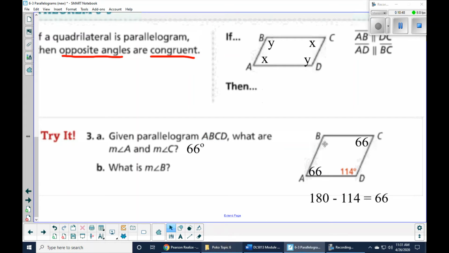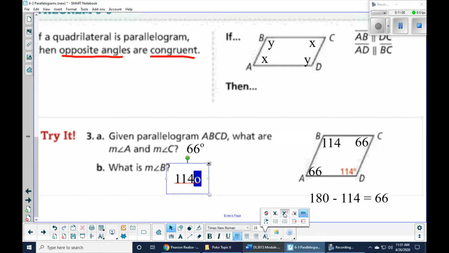So what is the measure of angle B then? Well, if angle D here is 114, then angle B across from it should also be 114 because angles across from each other are congruent.